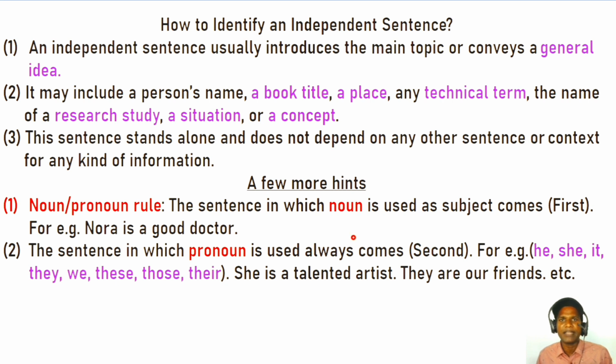Always keep this in your mind. For example, if I say Ram is a good boy, then you can say he always goes to school, he is an obedient boy. Then Ram comes first, and the sentence that says more about Ram comes second. Suppose you use he in place of Ram, then that sentence comes second.